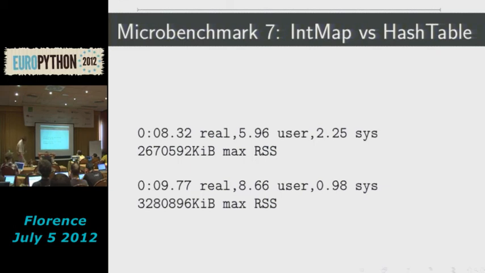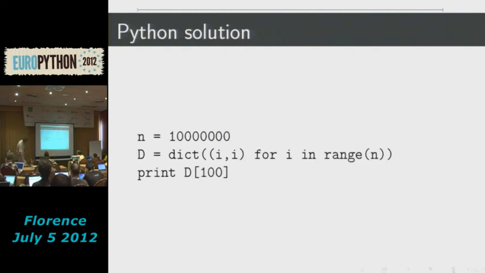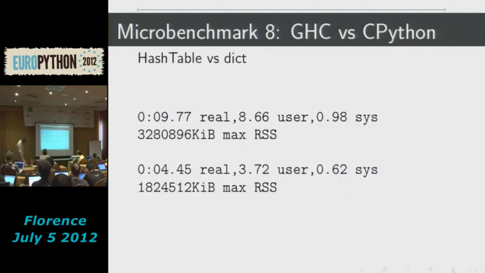The performance is very comparable, but with maps you get persistence by default, and you get heavily optimized code because everybody uses maps in Haskell. So the Python solution of this would be really a one-liner. I just formatted it. So the dictionary, where we put a bunch of key-value pairs, and then we perform one lookup. So I timed it, GHC versus CPython. It's almost twice as fast in CPython for doing this task.